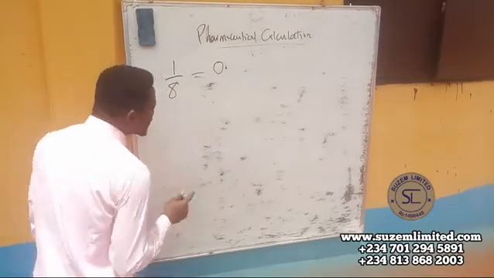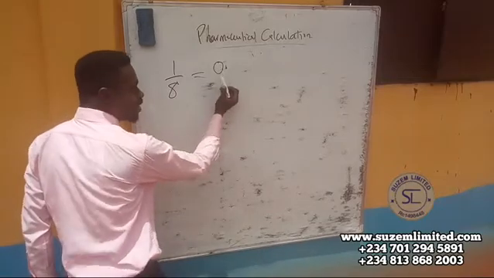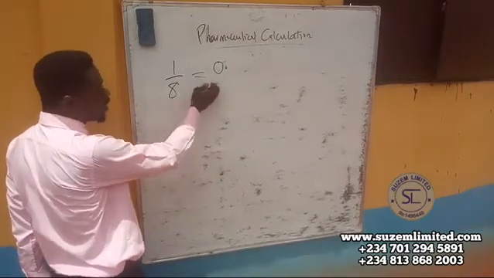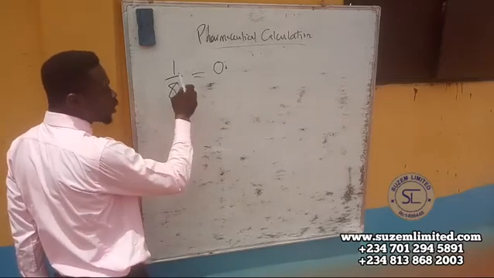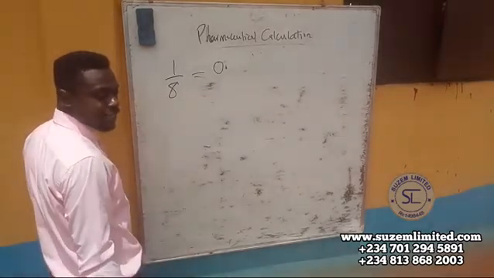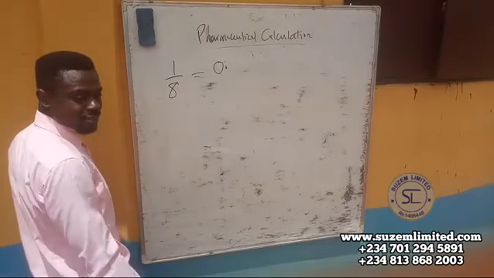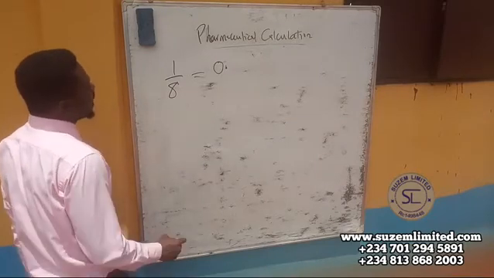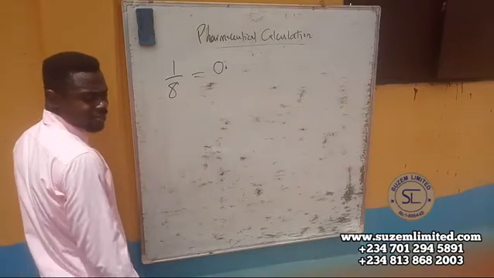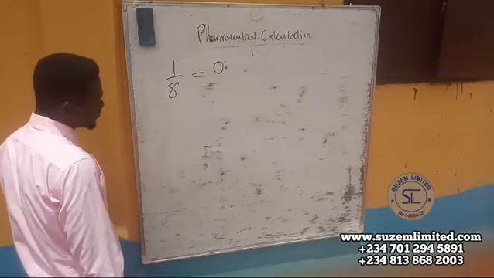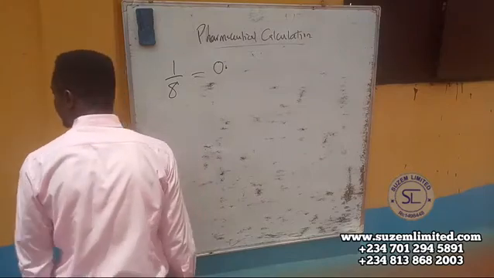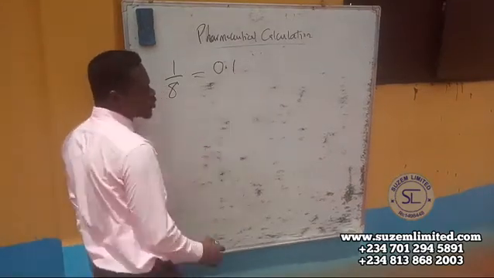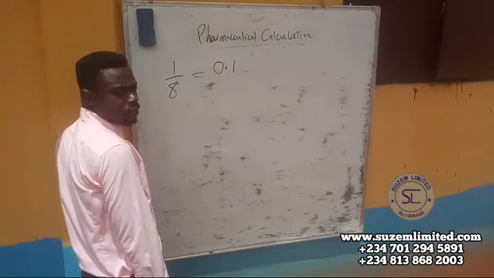So 1 divided by 8 is 0, remainder 1. You multiply it by the base we are working on, which is 10. 1 times 10 is 10. Now, 10 divided by 8 will give you 1 remainder 2.